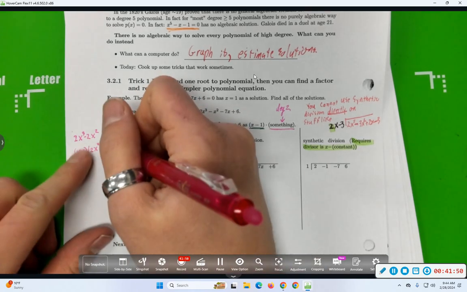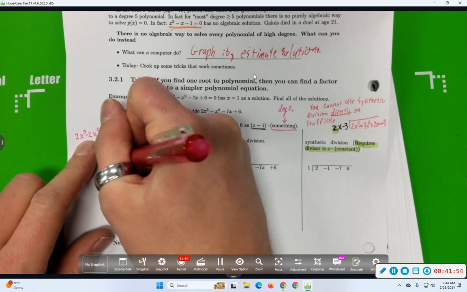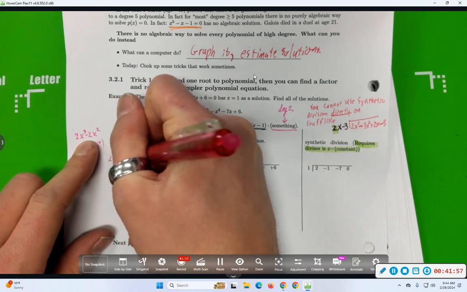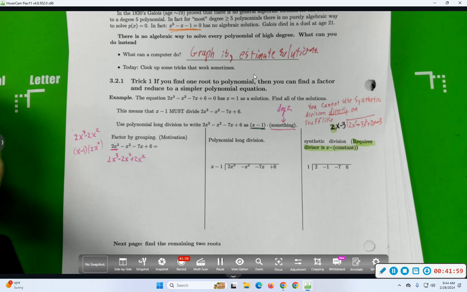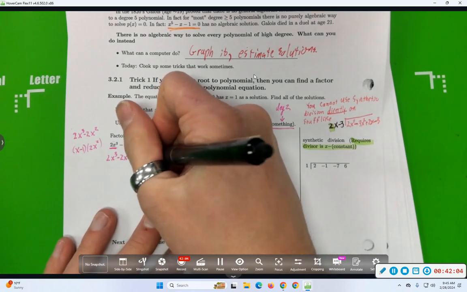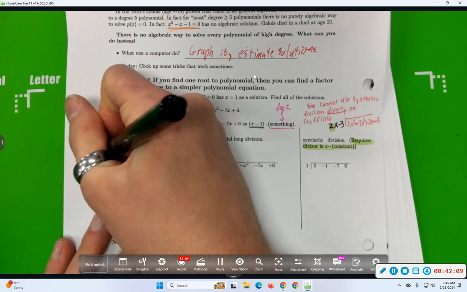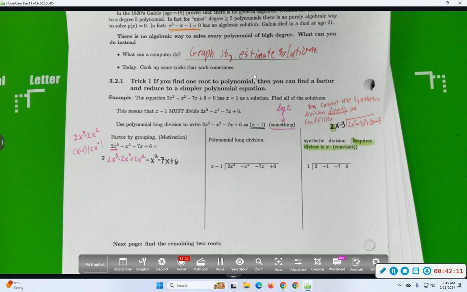So here's what I'll do. I want to see a minus 2x squared. 2x cubed minus 2x squared plus 2x squared. This color. Minus x squared minus 7x plus 6. That's the same as the polynomial that's written above, but I've just subtracted and added the same thing. Cool. So, let's use that.